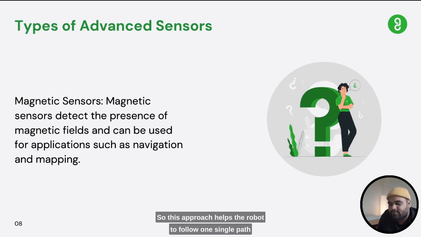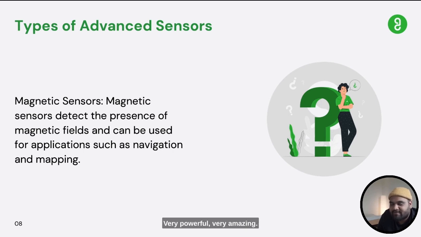So this approach helps the robot follow one single path and go around here and there and do all the things. Very powerful, very amazing. So that's only possible because of the magnetic sensors.